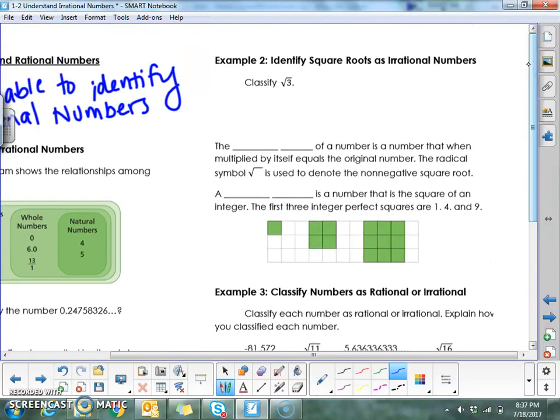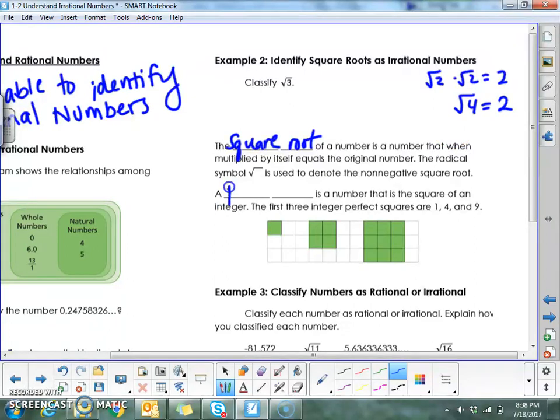Example 2, identify square roots as irrational numbers. Okay, so they want us to classify the square root of 3. So just to kind of review, the square root of a number is a number that when multiplied by itself equals the original number. So for example, the square root of 2 times the square root of 2, when I do that I get 2. Okay, the square root of 4 gives me 2.